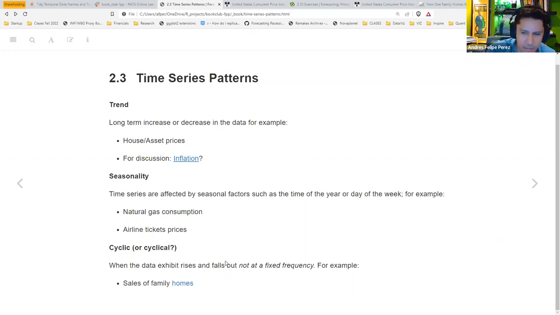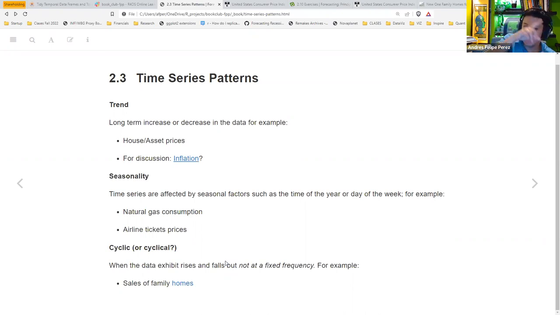And then the last one is cyclical. They call it cyclic in the book, but I've always thought of it as cyclical. This is when data show rises and falls, and you can detect that pattern, but the pattern doesn't repeat itself at a fixed frequency. In the case of a seasonal series, you know that airplane tickets to the Caribbean are going to be higher when it's cold in the United States. You know when that is going to happen. Or natural gas consumption in Europe is going to be higher in the colder months.